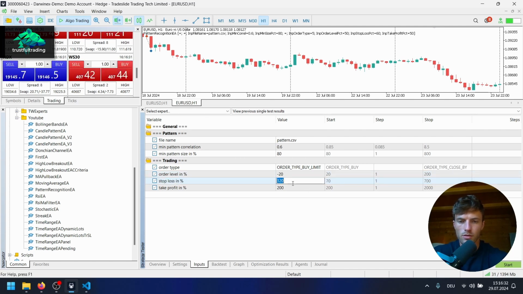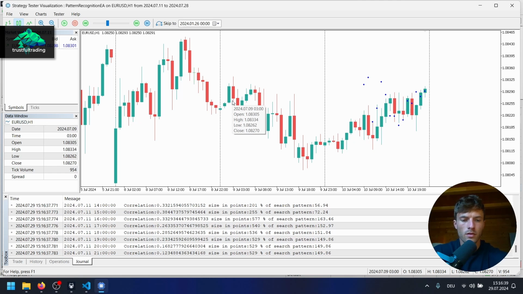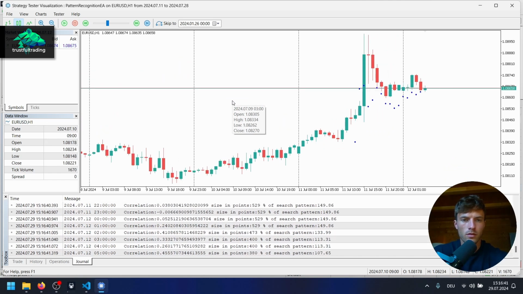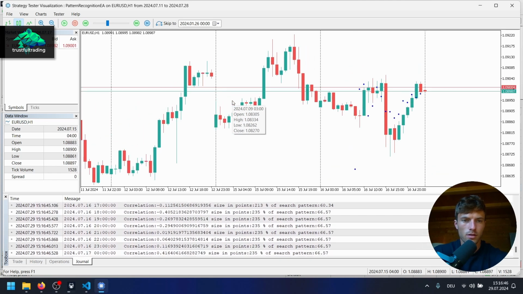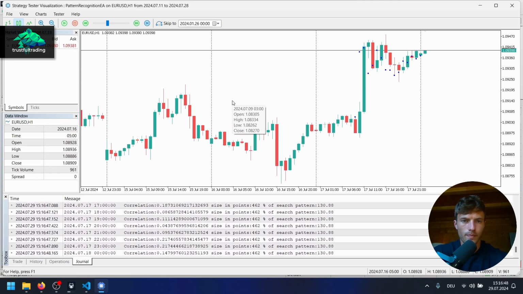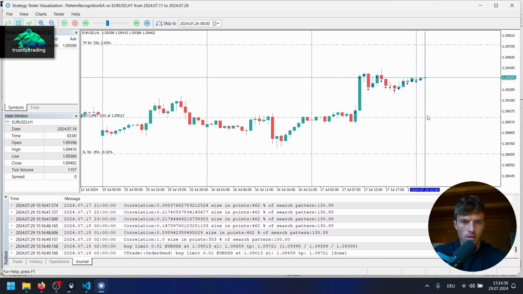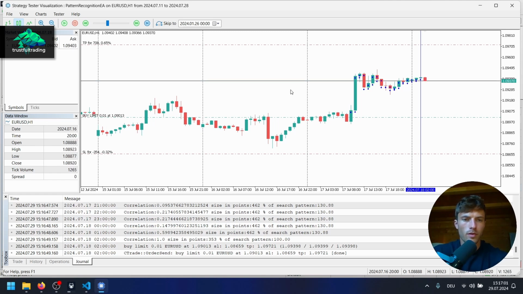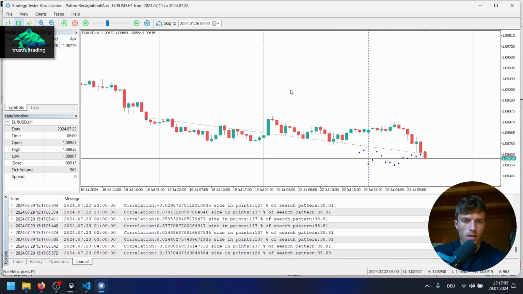Stop loss 100% of pattern size. Take profit 200%. Let's see. So let's wait for our pattern, which is here. Okay, we can see the buy limit here below our pattern, 20%. Stop loss 100% of the size, and take profit 200%. Of course, this will be a losing trade, I think, because we buy here and we get stopped out.